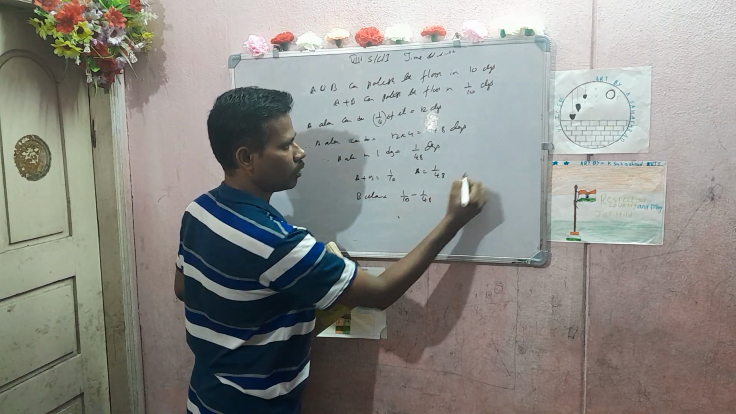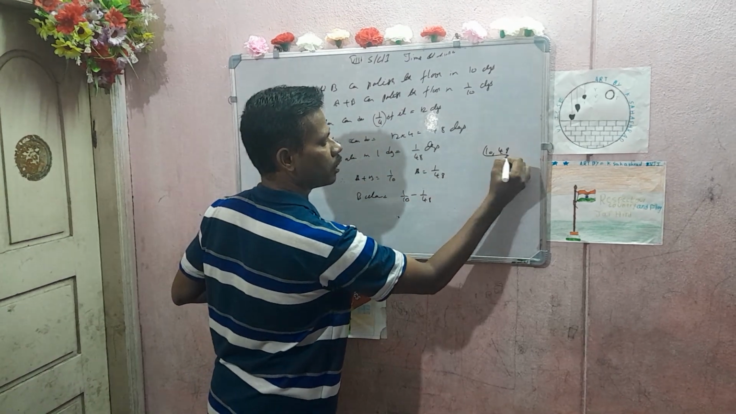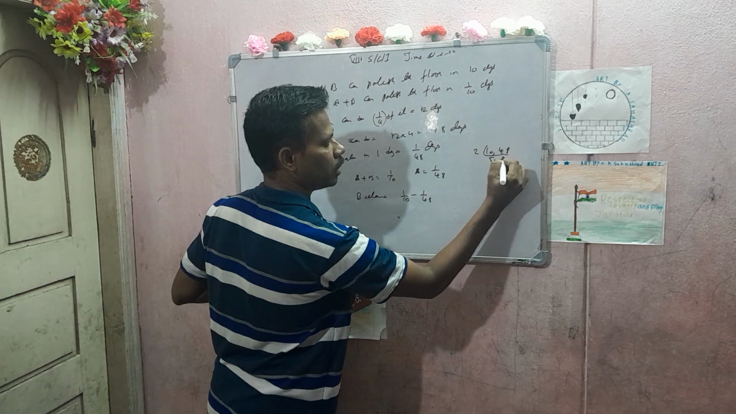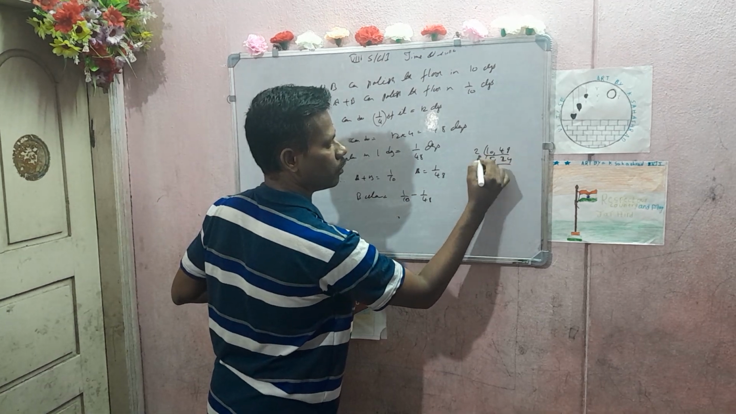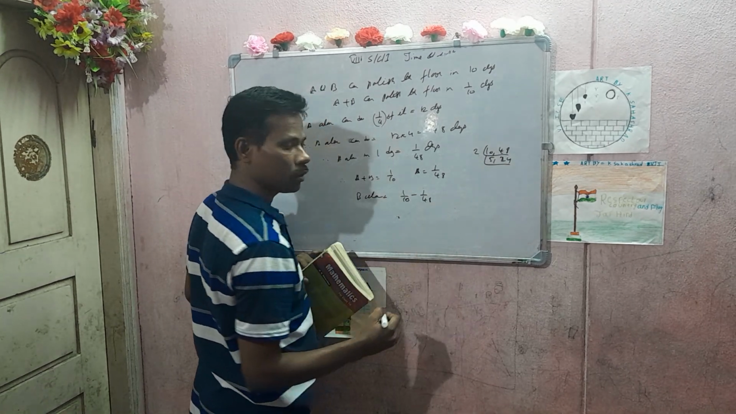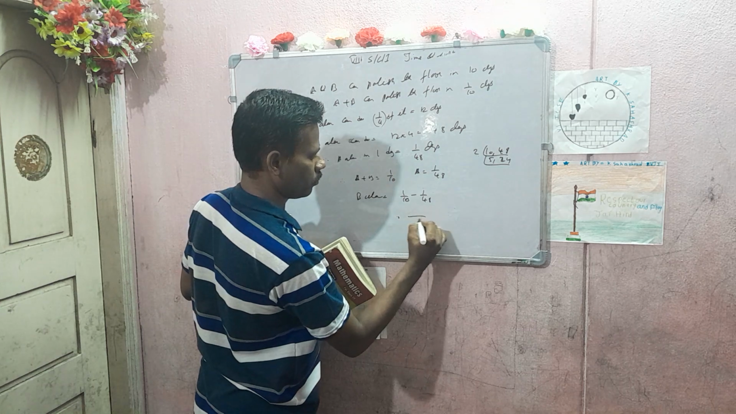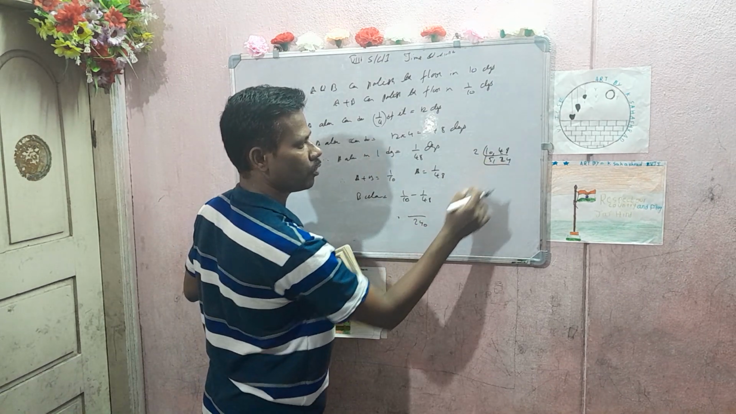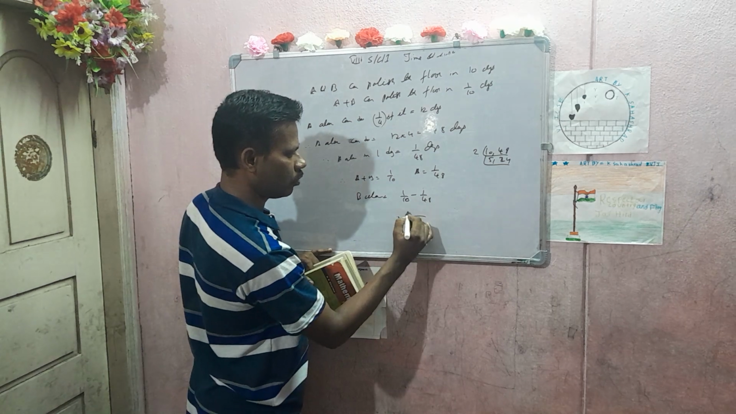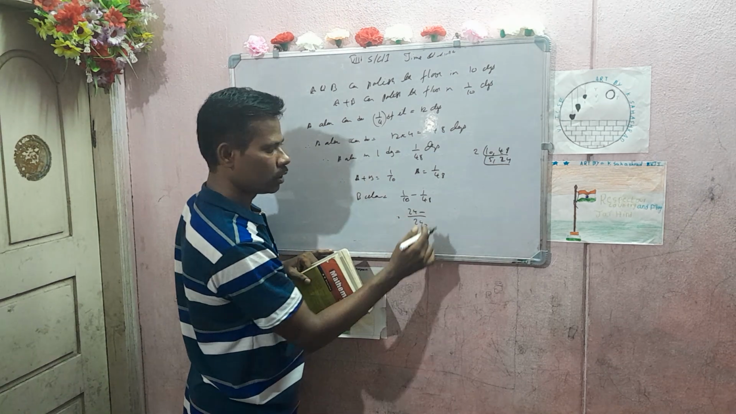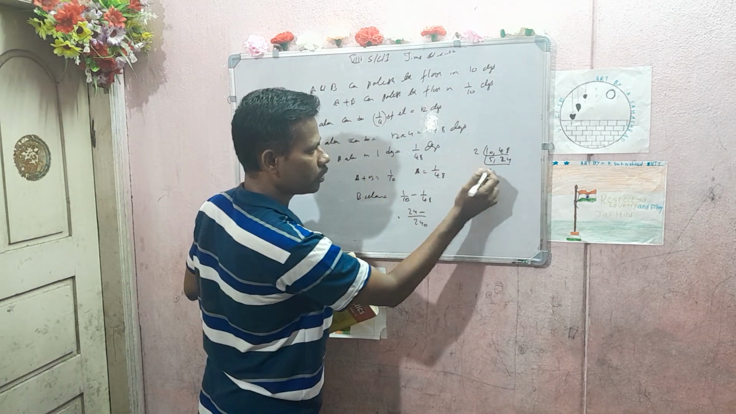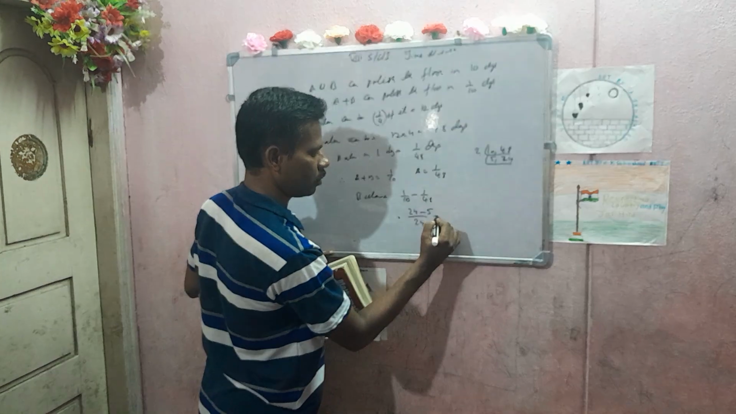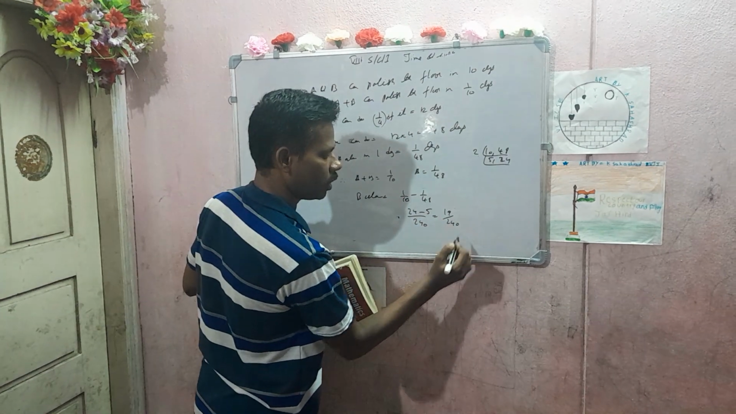So the LCM of 10 and 48: 2 5s are 10, 2 to the 4, 2 4s are 48. 240, that's it. 240 is the LCM. Next, 10 into 24 minus this. 48 into how many times? 5 are 240. So we get 19/240.